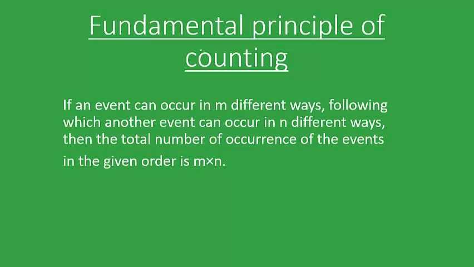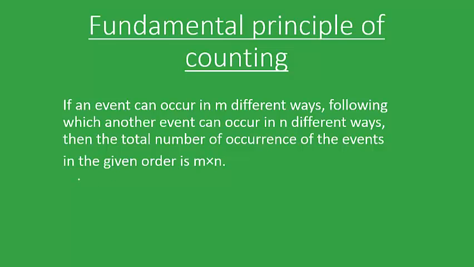Before going to that, we'll first of all look into the fundamental principle of counting. It states that if an event can occur in m different ways, following which another event can occur in n different ways, then the total number of occurrences of the events together in the given order is m into n.